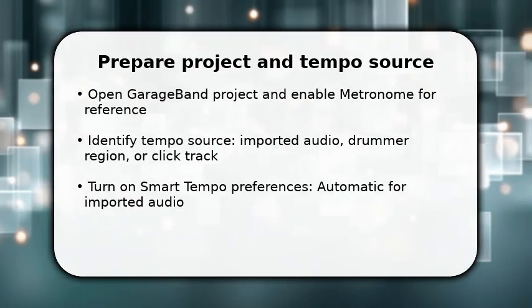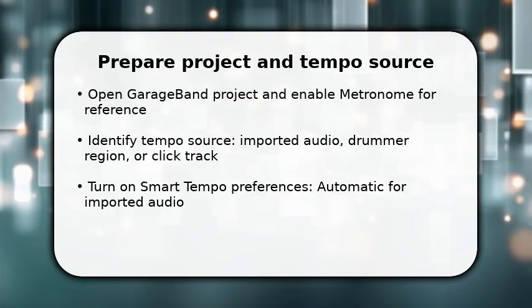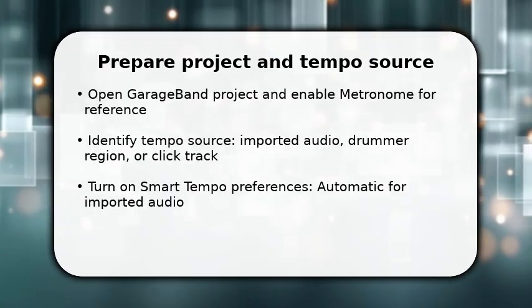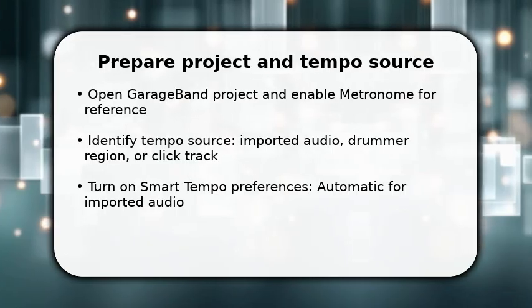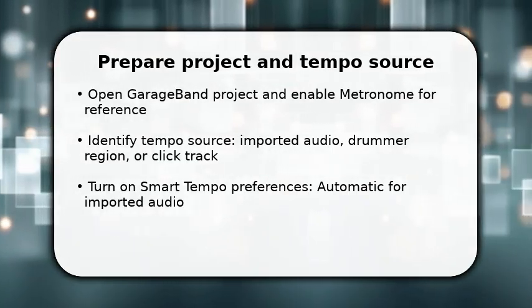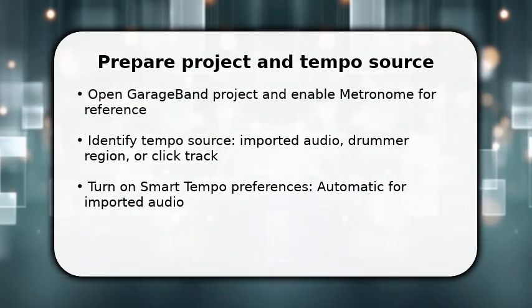Next, make sure Smart Tempo is set to automatic in GarageBand preferences so the app analyzes incoming files. This lets GarageBand detect original tempo changes. Once done, select the audio region and look for detected tempo markers. This first step sets the reference, so the rest of the sync process is clean and accurate.